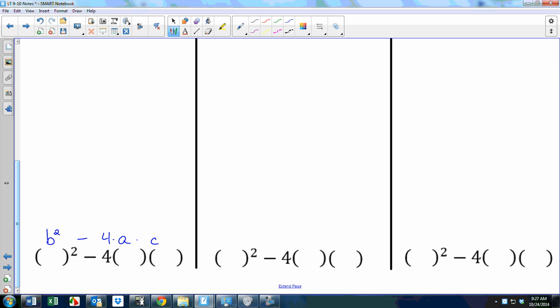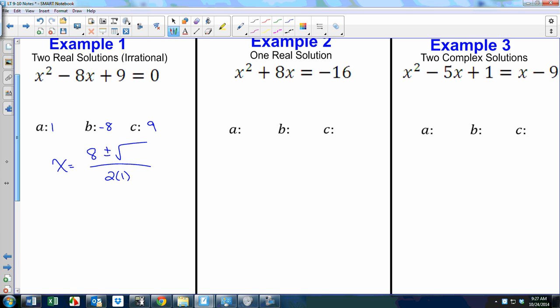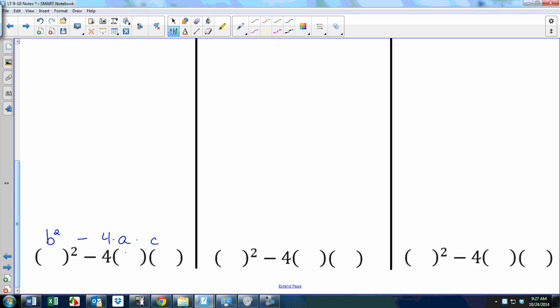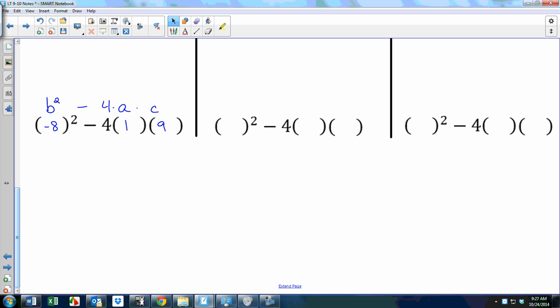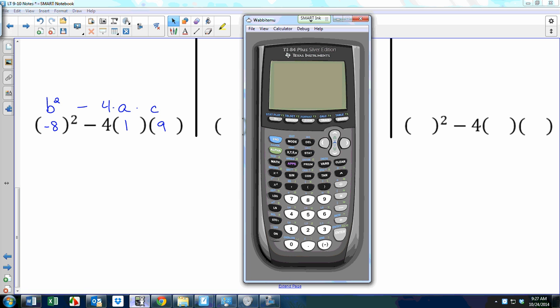Okay? So what number do you get when you put 1, negative 8, and 9 in? 1 goes here, negative 8 goes here, and 9 goes there. What number do you get? And use your calculator to find it and see what you get. Because I see people type it in 2 different ways. You get 2 different numbers. The 28 is actually right.